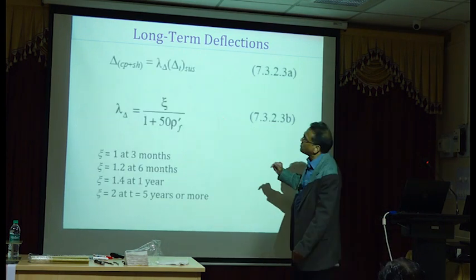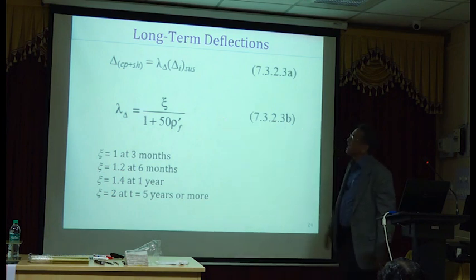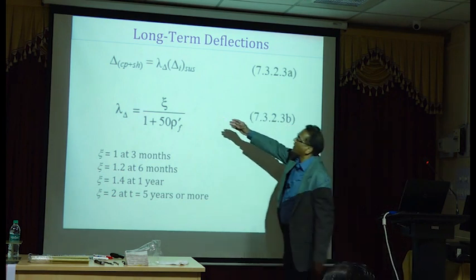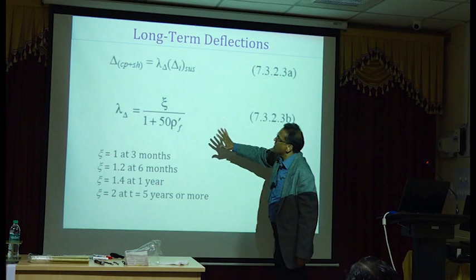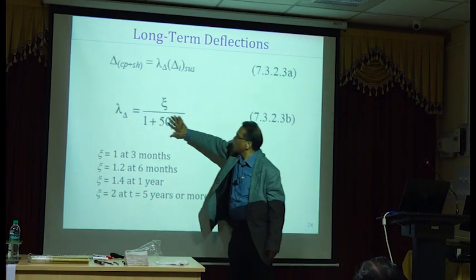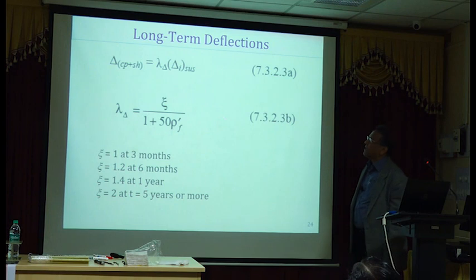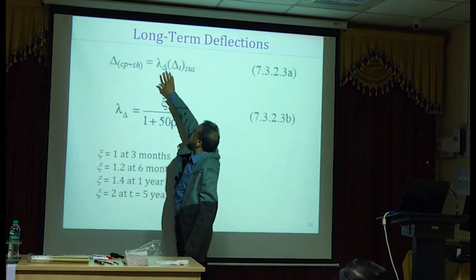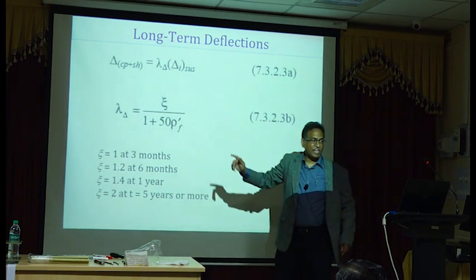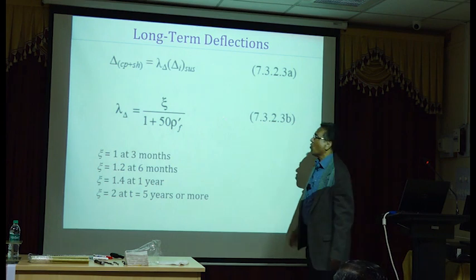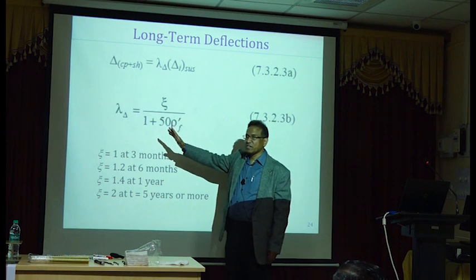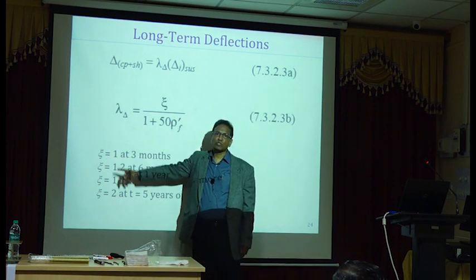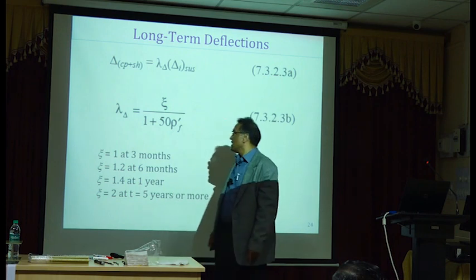So ACI tells you for creep and shrinkage, use lambda delta, which is zeta over 1 plus 50 rho prime F, but rho prime F is 0, therefore we'll just use lambda delta equals zeta. So I can plug this in here and then get long-term effects due to sustained load. Now what is zeta? For up to 3 months of loading, you can use zeta equals 1. That means there is no increase in the deflection.